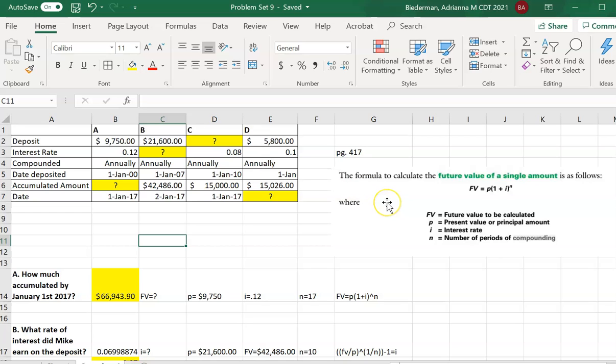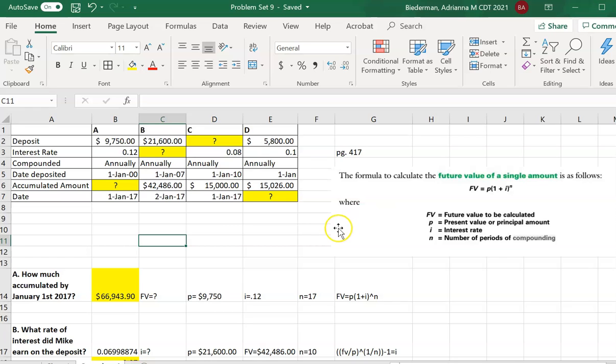But basically this is the formula to calculate the future value of a single amount. So it has future value equals the present value, or the principal amount invested or put away, and then you'd use 1 plus the interest rate, which is I, and that would be put up to the number of periods of compounding interest, or the number of years.